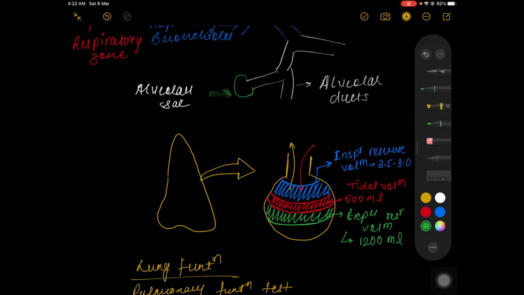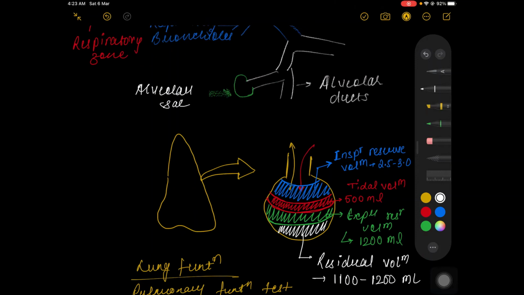After the maximal expiration, there is some air left inside the alveolus which cannot be exchanged. That air is basically the residual volume, and this is around 1100 to 1200 milliliters. Okay, this was about the four major respiratory volumes.